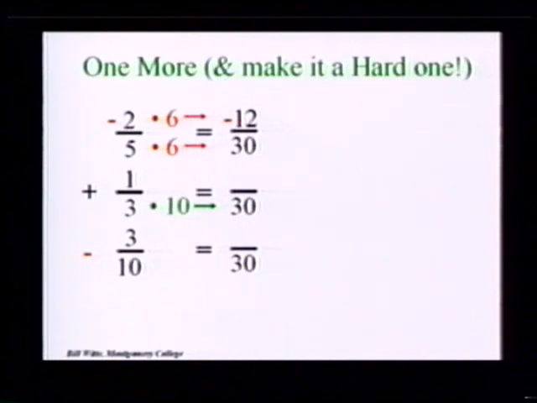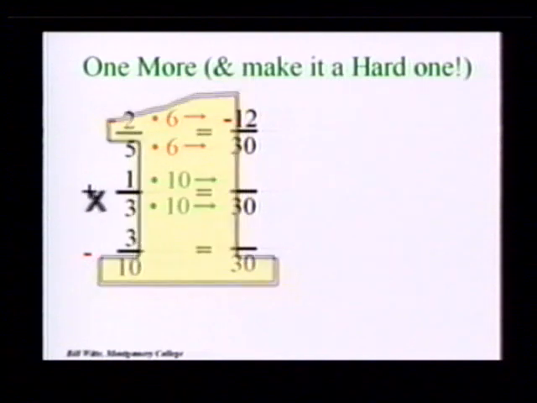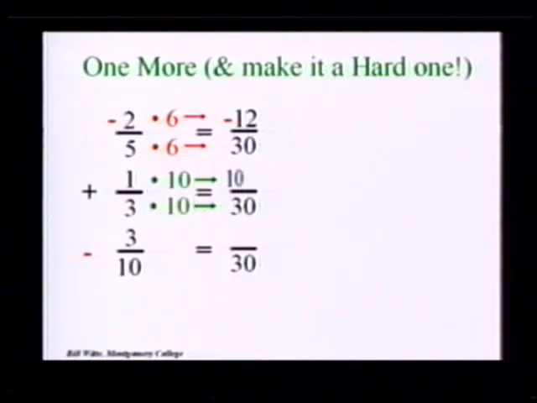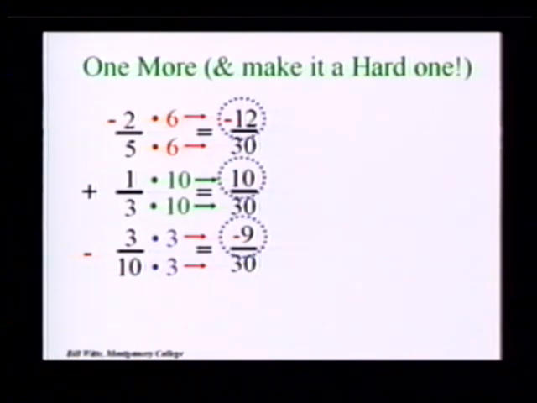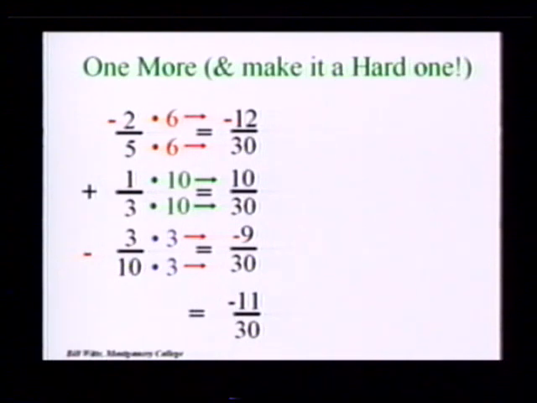3 times 10 is 30, so 1's saying, hey, what about my 10? And then you got 10 over 10. There's your buddy 1. Okay. Now, in the bottom, 10 times 3 is 30, so minus 3 times 3 is minus 9. Well, now we have fractions with all the same bottom. All we have to do is add the tops, negative 12 and 10 and negative 9. Can you do it? What do they add up to? Negative 11 over 30. And that's your answer.